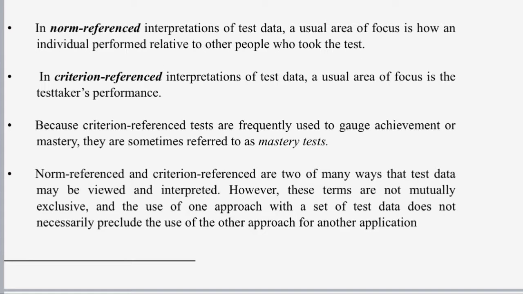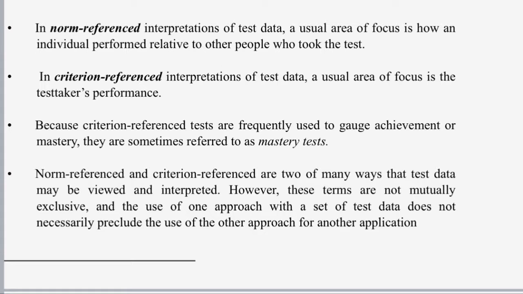In norm reference interpretations of test data, a usual area of focus is how an individual performed relative to other people who took the test. In criterion reference interpretations of test data, a usual area of focus is the test taker's performance. So, just like what I've said earlier, sa norm reference is that ang basis sa imong score is ang same test result sa uban nga nag-take og test, while sa criterion is nag-base lang sa imuhang performance.